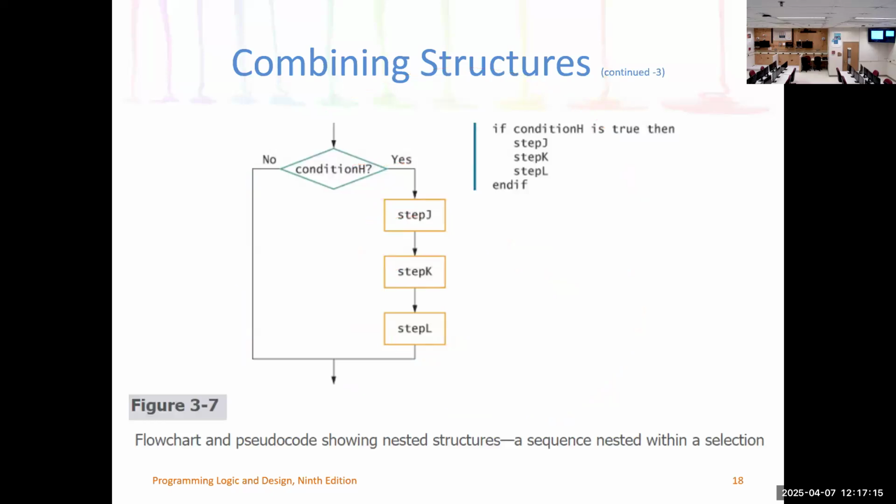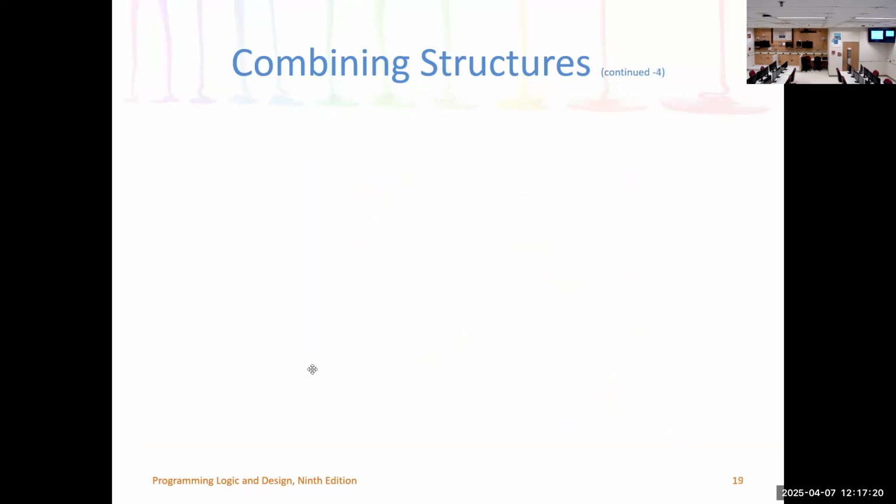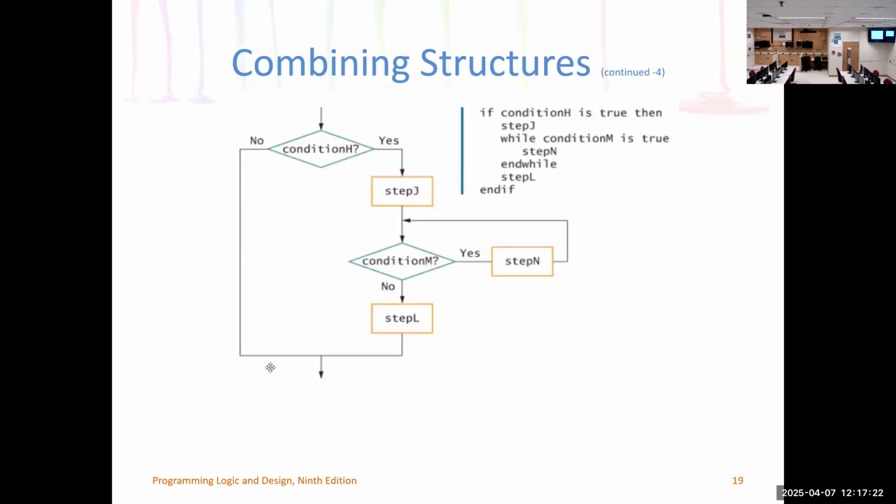Okay, so this one here, right? You have the nested structure, a sequence nested within the selection. Now the second one. What is the structure of this program? And a loop nested inside the selection. Yes, right. Actually, you have the loop. You nest it in the selection, and you nest it into the sequence, and you nest it into the selection here.